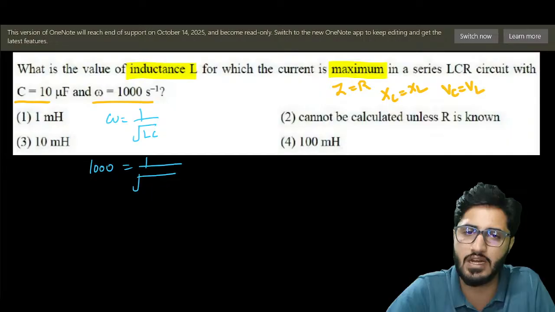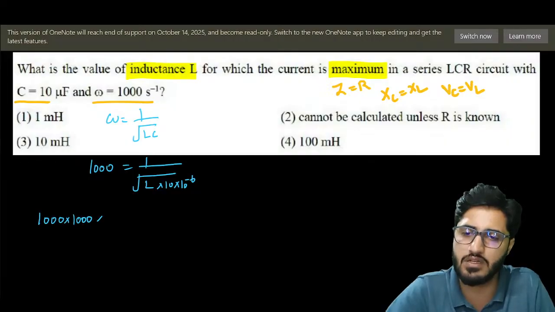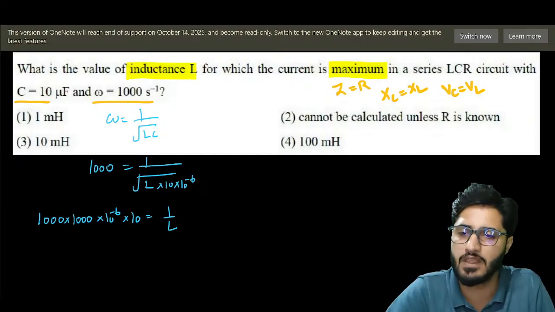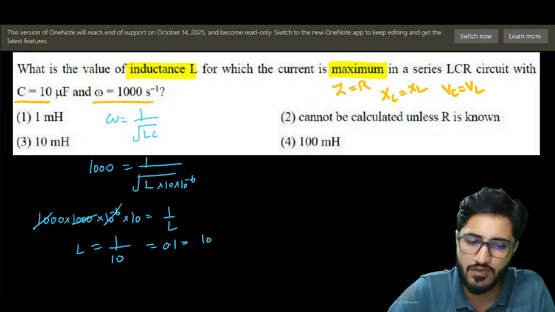We don't have any L value. L and C is how much? 10 to power minus 6, right? So it becomes 10 to power 3 squared, then 10 to power minus 6, multiplied by L, equals 1. The 6 cancels out, so L equals 1 divided by 10, that is 0.1. 0.1 means how much? It is 100 millihenry.